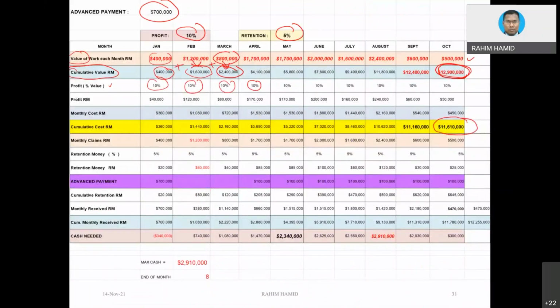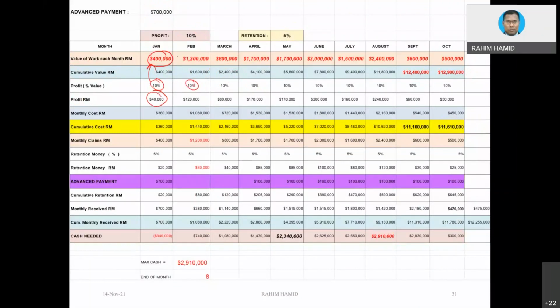Okay, how do you calculate profit? If it is 10% of the value, you already have the value here in the first row there. So if it is 10% of this one, that will be equivalent to 40,000 for the first month. 10% of this one, so this is the profit. We can split the profit like that, if you want, for the purpose of the accounting system here.